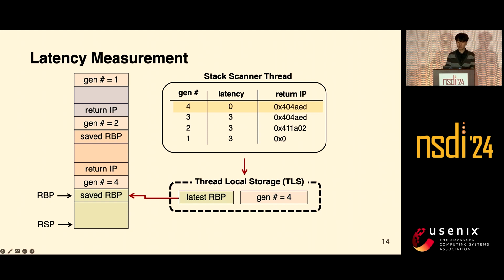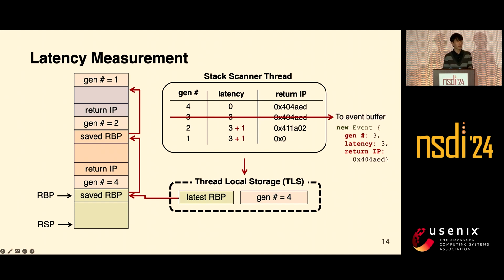Once it detects a change in the TLS, it starts traversing the stack frames, and again it inserts new entries for the stack frame with a new generation number. And while traversing the stack frames, if it encounters the previously sampled generation number in the stack frame, it increments the latency by the elapsed time. After finishing the stack frame traversal, if there is an entry whose generation number is not present in the stack frames, LDB concludes that the function has returned and exports the events into the event buffer, which is used for the further analysis later.